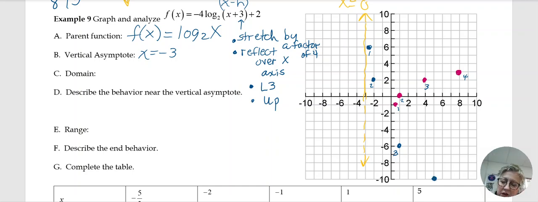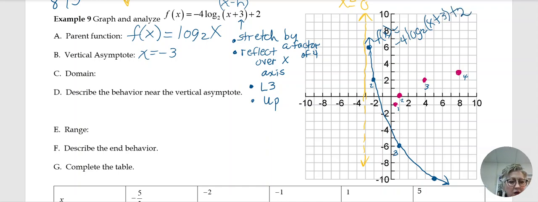All right, so here's what this graph finally is going to look like. And that is f of x equals negative 4 log base 2 of x plus 3 plus 2. All right. Okay, now let's answer the rest of these questions.